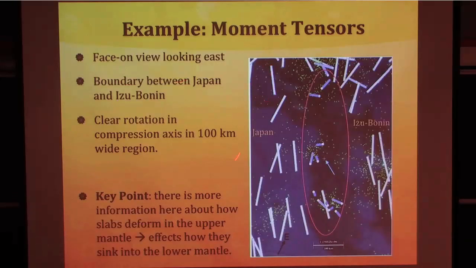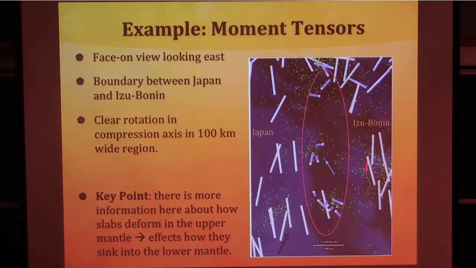And so right here, this is the Japan slab, and this is looking face on to the east. And so this is down here at about 450 kilometers. This is at about 250 kilometers. The Japan slab is in down dip compression, right? And so is the Izu-Bonin slab right here.